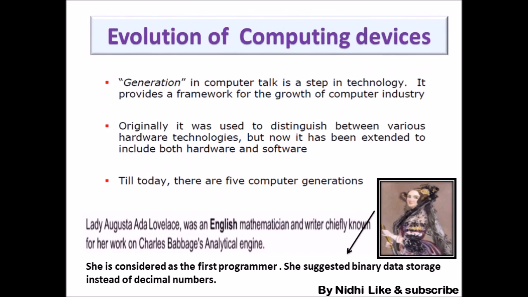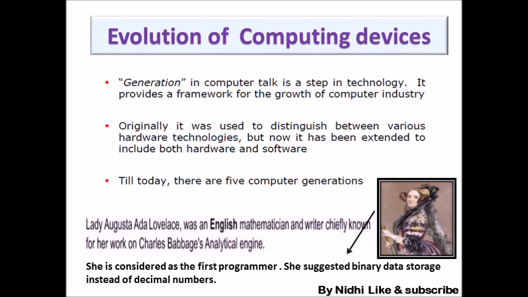Next, generation in computer talk is a step in technology. It provides a framework for the growth of the computer industry. So evolution means from the abacus computing device till now, computers have transformed through various stages. That is known as the generations of computers. Originally it was used to distinguish between various hardware technologies, but now it has been extended to include both hardware as well as software. So till now we have 5 computer generations.